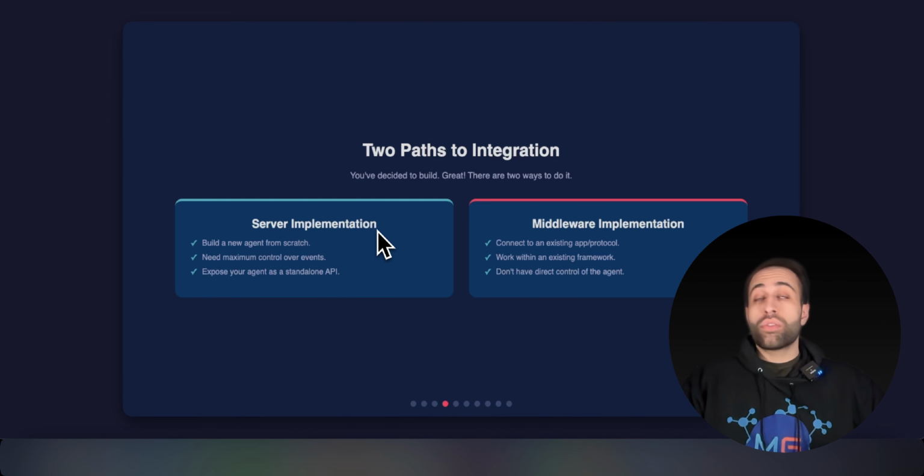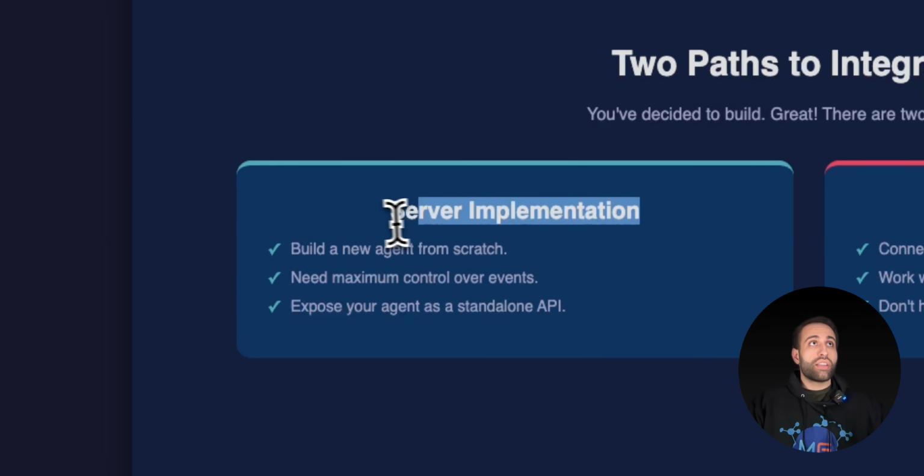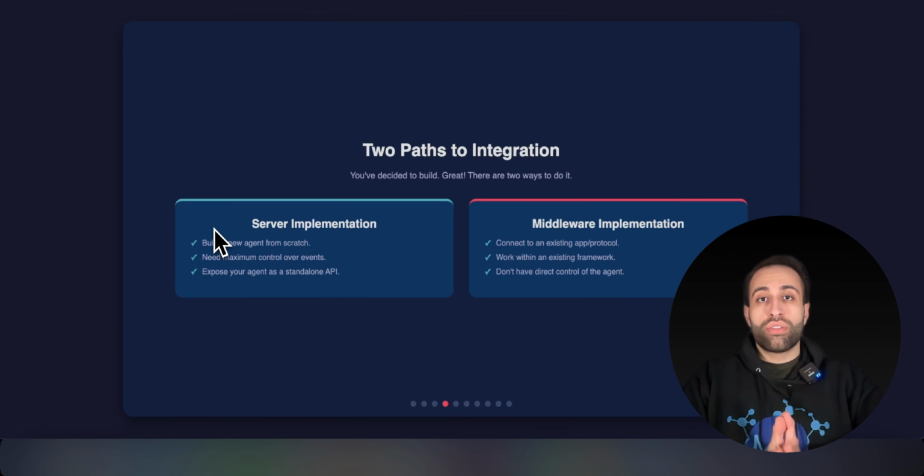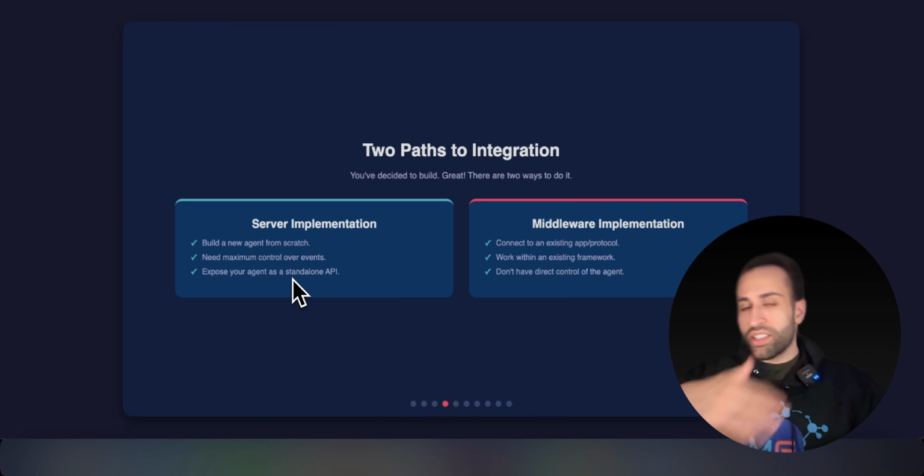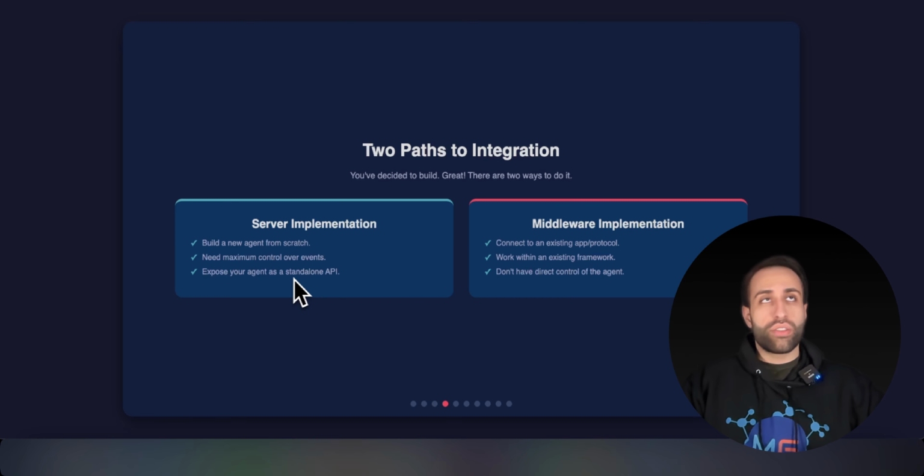The first approach is through server implementation. So what is server implementation? This is for when you are creating a new agent from scratch, maybe you have your own AI agent framework that you're developing. So you have the permission or flexibility of defining the agent from scratch, and you want to have the maximum flexibility of controlling the agent front end, and AGUI was created for you as a standard.